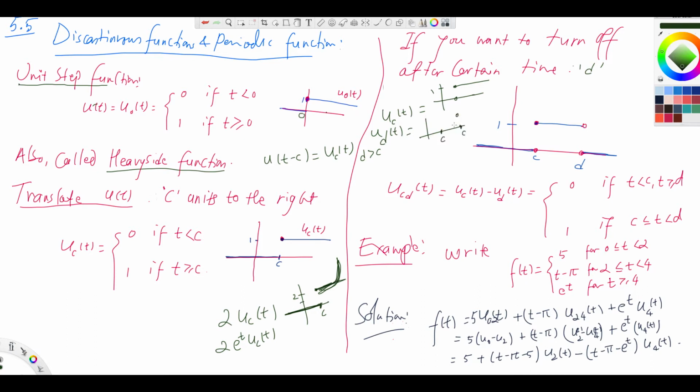So ud is basically 0 everywhere up to d, and then you turn on after d. But which function is bigger? Here is c, here is d. This function is 1 for all the values after c, but this function is 1 only after d. So it looks like the first function, uct, has more 1 values than the function udt. So what you can see here is you can subtract udt from uct.